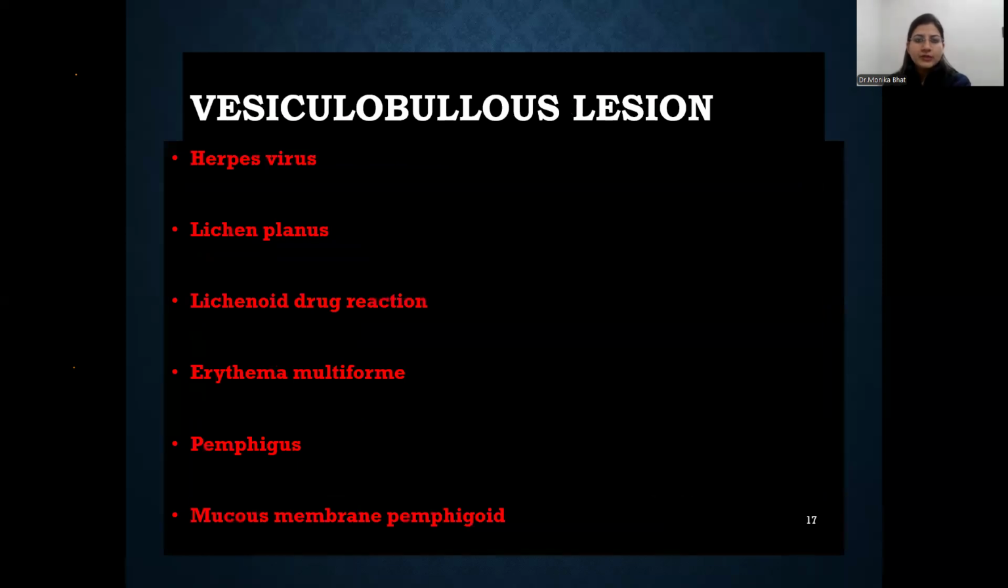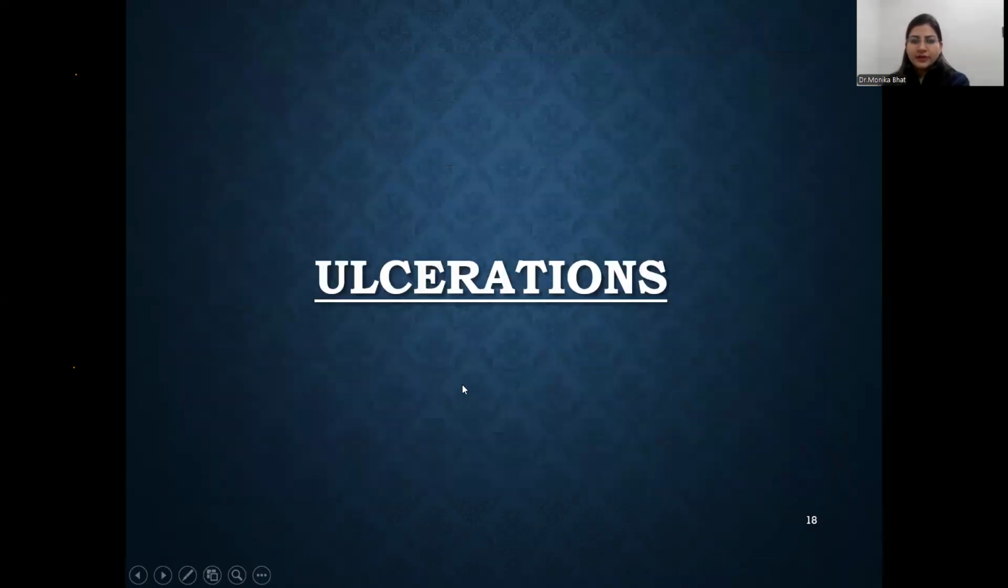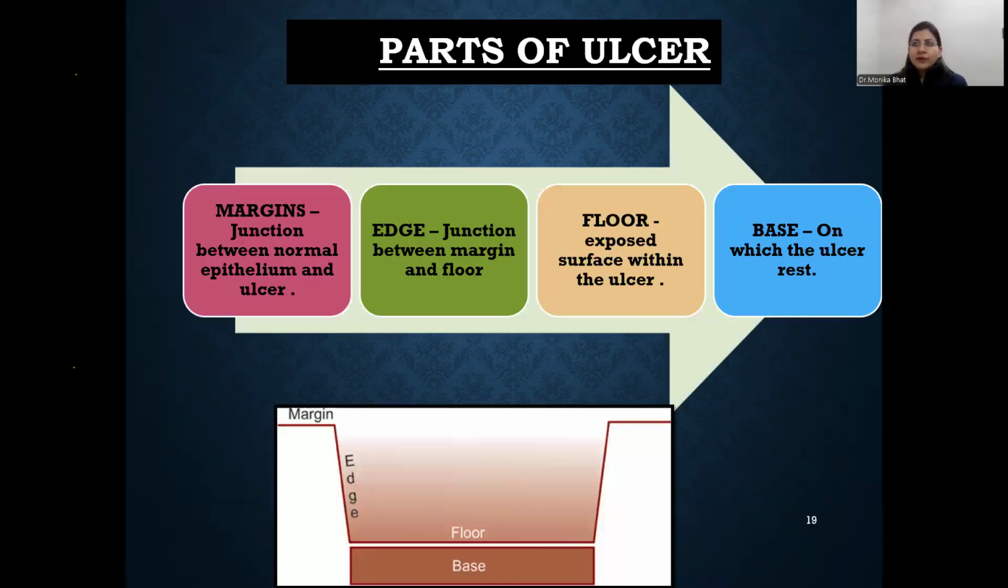Then the vesiculobullous lesions, like herpes virus, lichen planus, lichenoid reaction, erythema multiforme. This is another kind of classification. So the ulcerations we see in patients are of different varieties. We need to know the differences in the margin, edge, and floor of the ulcer. Based on these clinical presentations of the ulcer, we can arrive at a definite diagnosis of what kind of ulcer it is.